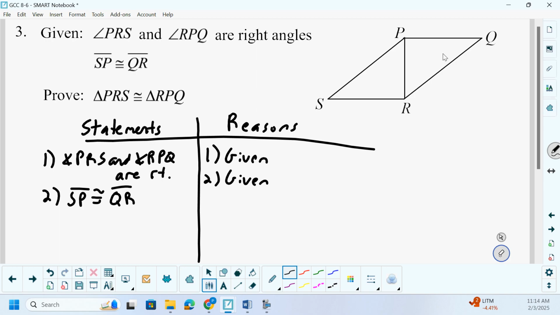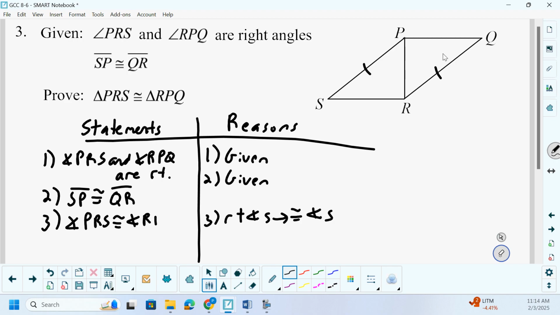So we got some things that are congruent. We'll mark up SP congruent to QR. We have some right angles, so let's automatically do right angles implies congruent angles. So that'll be angle PRS is congruent to angle RPQ. When we mark them up, we'll mark them up with a box because they're congruent right angles.